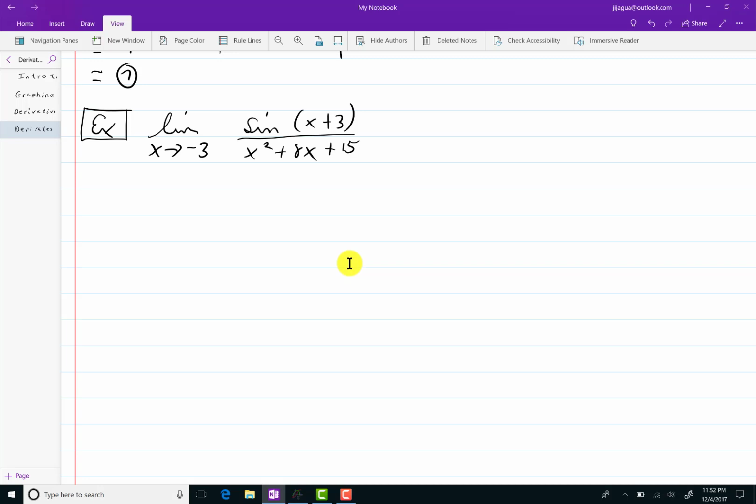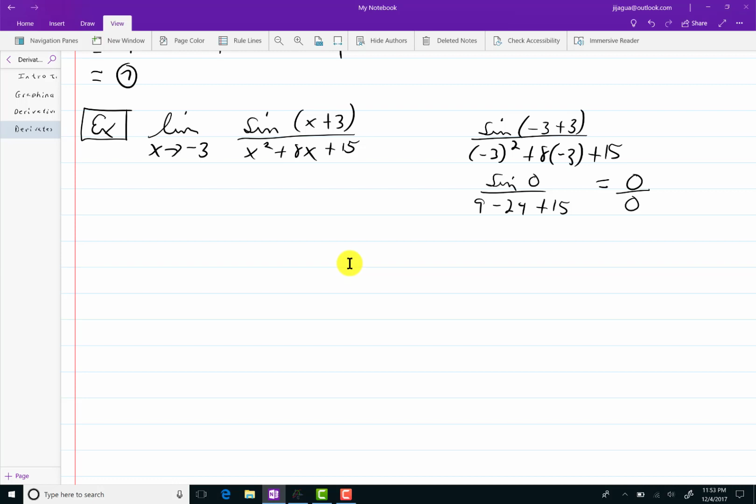Well, the first thing you want to try to do is just plug in the numbers. If I try to do that, I'll have sine of -3 plus 3 divided by -3 squared plus 8 times -3 plus 15. That gives me sine of 0 over 9 minus 24 plus 15. Sine of 0 is 0. So I get 0 over 0, and I can't do that then. So let's cross that out. That would not have worked.